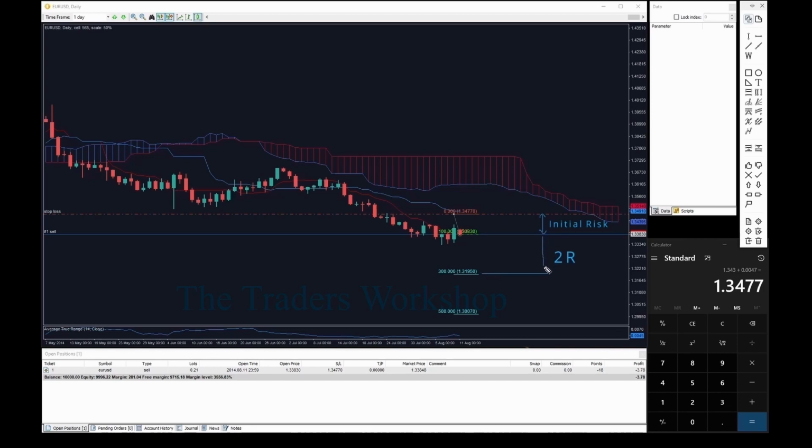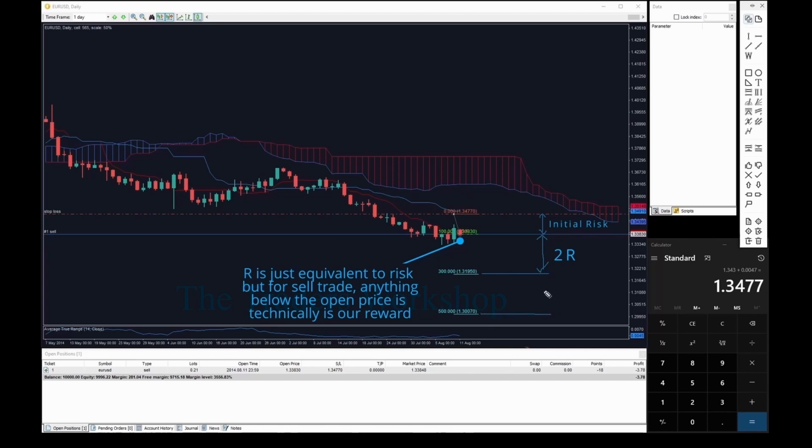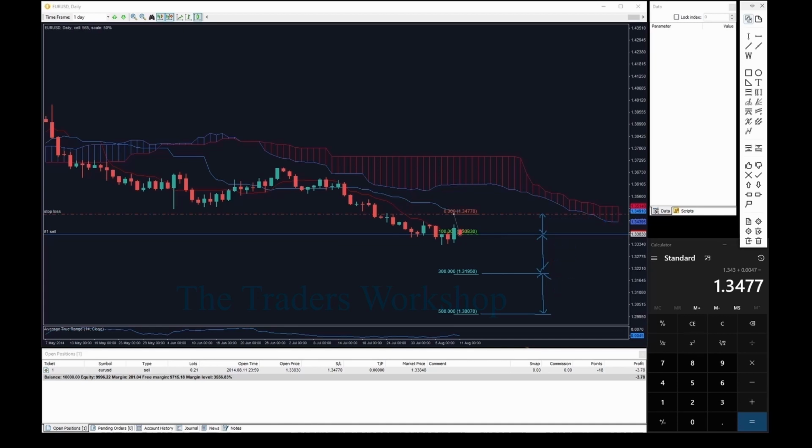And the distance from the 300 level to the open price is equivalent to 2 risk. And the distance from the 500 level to the 300 level is equivalent to 2 risks. We will trail our stop loss price, equivalent to 2 risks behind the current price level. In doing so, it will give us an advantage to avoid those big swings, letting our winners run by riding the trend, and giving us more profit from our trade.